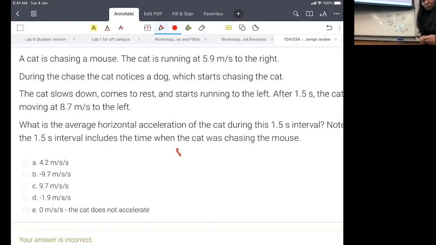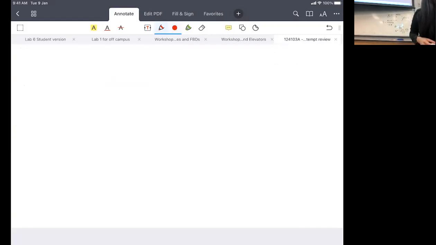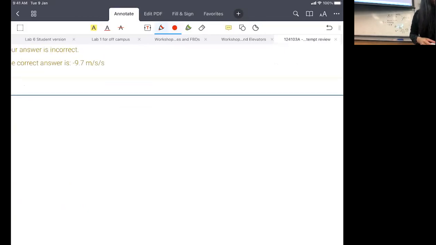Does that make sense, Ruth? Are we okay with setting up that equation? Okay, so when you put that in your calculator, you should get negative 9.7 meters per second squared. Meters per second squared is the unit of acceleration. Okay, and I think that's the last question. That's the last question in the workshop.